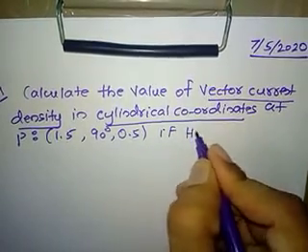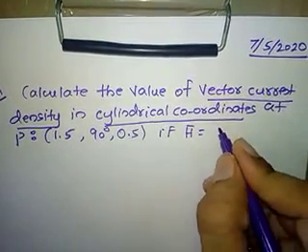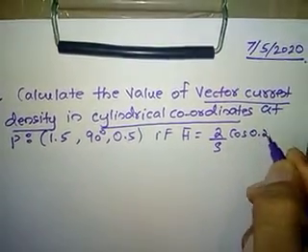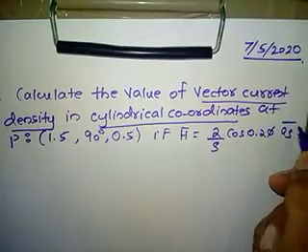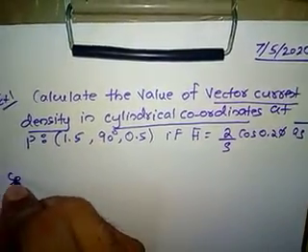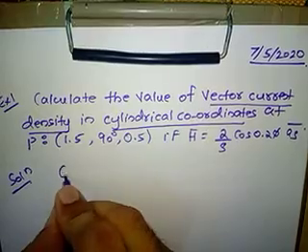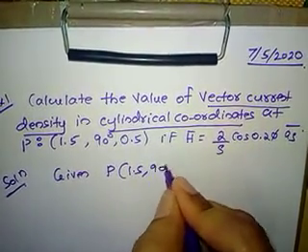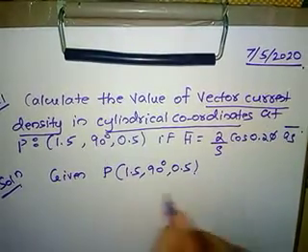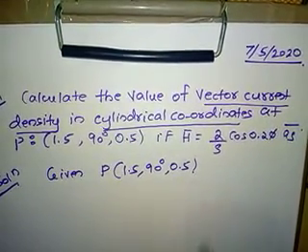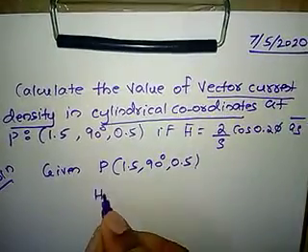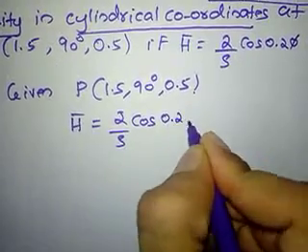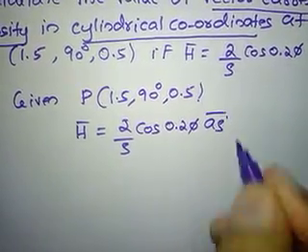If H bar is given, that is 2 by rho cos of 0.25 a rho bar, right? So the given coordinate is P of 1.5 comma 90 degrees comma 0.5, angle is given in degrees, right? Note that. Then H bar is equal to 2 by rho cos 0.25 a rho bar.